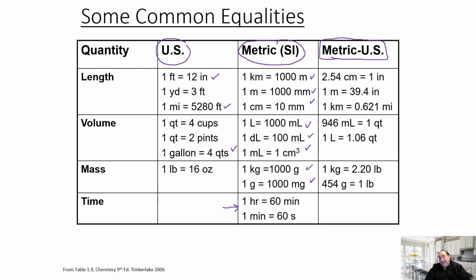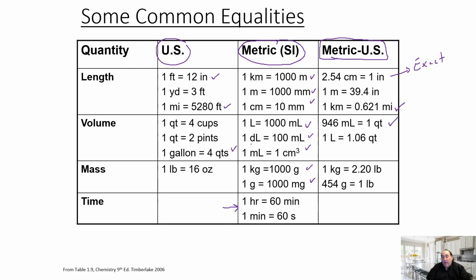So don't mess that up, which is again a common mistake. Now here we have some crossover. This is actually an exact conversion. 1 inch is 2.54 centimeters. This is 0.621 miles is 1 kilometer. So I would say that pops up a lot.